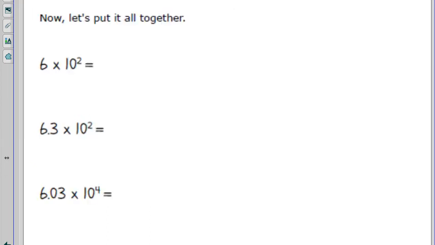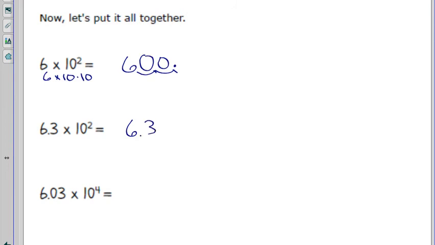So let's put this all together. I have 6 times 10 to the second power. That's basically 6 times 10 times 10. I know I have to move my 6 2 places to the left in the place value chart, or the decimal point 2 places to the right. I'm making it bigger. So here's 6. I can make it bigger by going this way, 1 place, 2 places, decimal's there. Fill in your zeros. 6 and 3/10 times 10 to the second power.